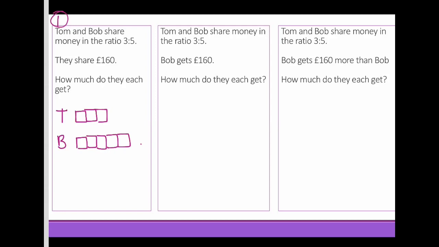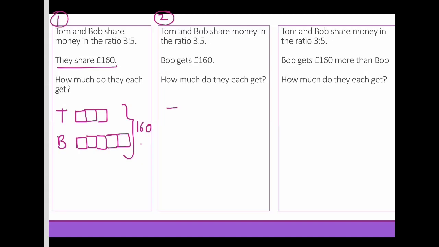It now says they share £160, so I know that there is 160. So when I'm looking at this, I can see that Tom's 3 and Bob's 5 is 160. So I've drawn the diagram for the first one. I'm now going to go along and draw the diagram for the second one, and let's see what's the same and what's different. So Tom and Bob share money in the ratio of 3:5.